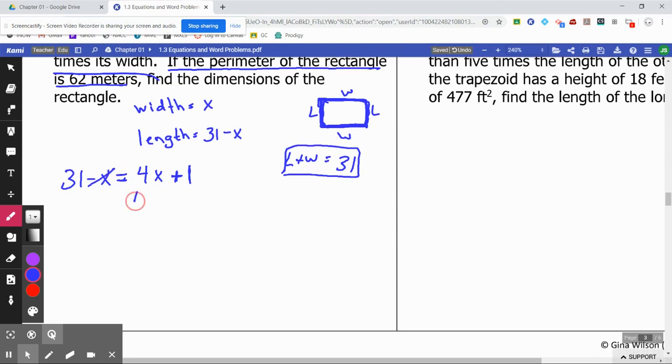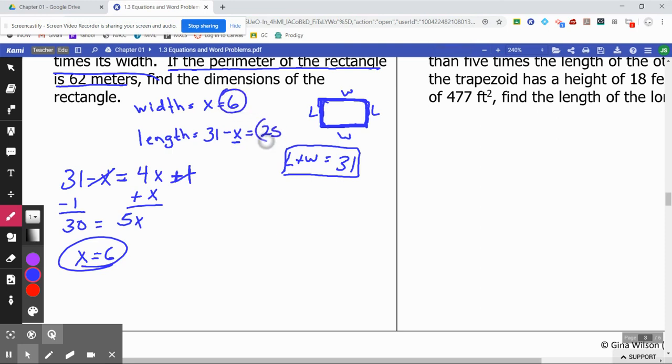Let's move our minus x by adding x to this side. Let's move plus 1 by doing minus 1 to this side. That gives us 30 is equal to 5x. Divide by 5 tells you that x would have to be 6. So therefore our width, x, is 6. Our length, 31 minus x, which is 31 minus 6, is 25.